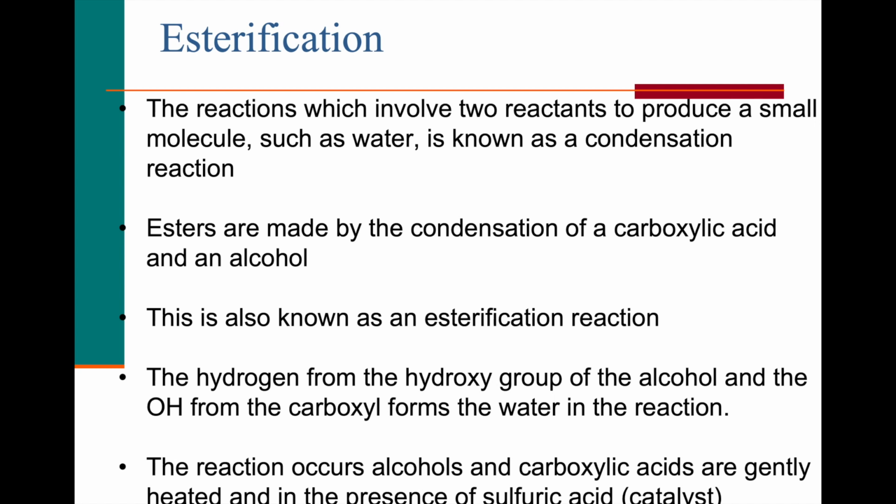So in order for this reaction to occur, we need it to be slightly heated. And because we are heating volatile liquids such as an alcohol and a carboxylic acid, we do have to heat it under something called reflux, which we'll learn more about. And it needs the presence of a concentrated acid such as sulfuric acid as well.